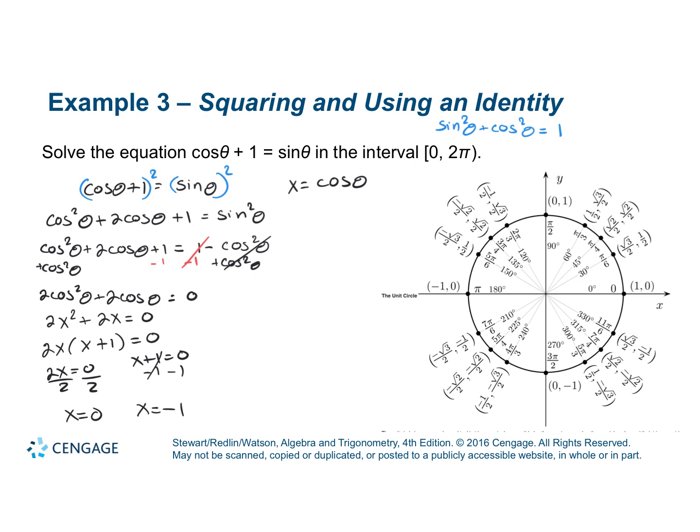Now we're going to look at the unit circle and see where our x is equal to 0 and where our x is equal to -1. We have 1 right here, 1 right here, and 1 right here. So our final answer is going to be pi over 2, pi, and 3 pi over 2.